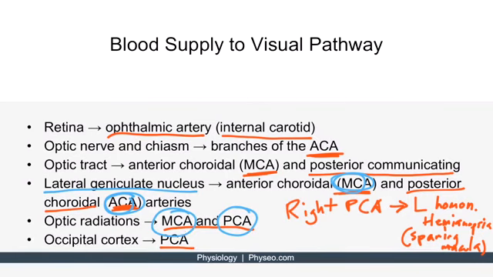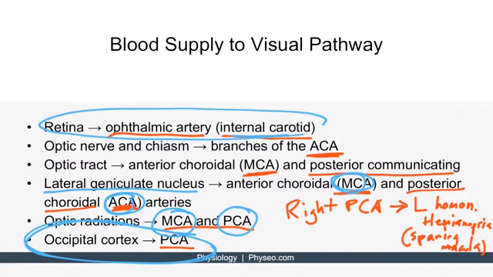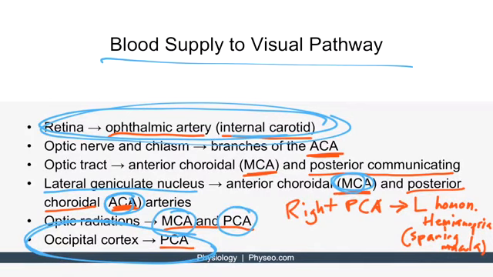Just know two things. The occipital cortex is supplied by the PCA. Next, know that the ophthalmic artery is supplied by the internal carotid, and that supplies the retina. Those are the two highest yield things you need to know about the blood supply to the visual pathway. So if you know those two things, you'll be in great shape for step 1.